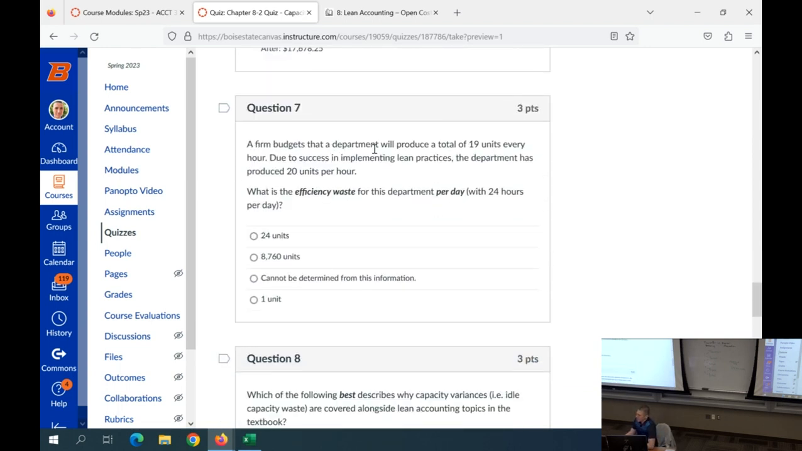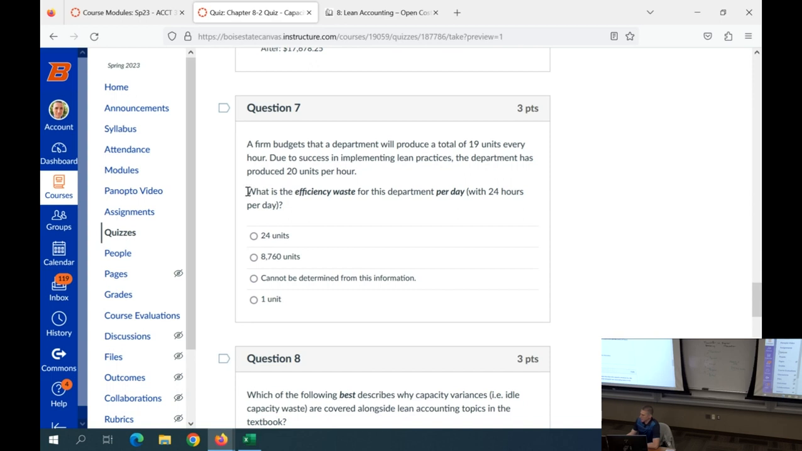A firm budgets that a department will produce a total of 19 units every hour. Due to the success of implementing lean practices, the department has produced 20 units per hour. What is the efficiency waste for this department per day with 24 hours per day? All right, so here is an example of a non-waste, an anti-waste, call it. Because clearly something is anti-waste here because we have 19 as we budgeted, but we produced 20 per hour.